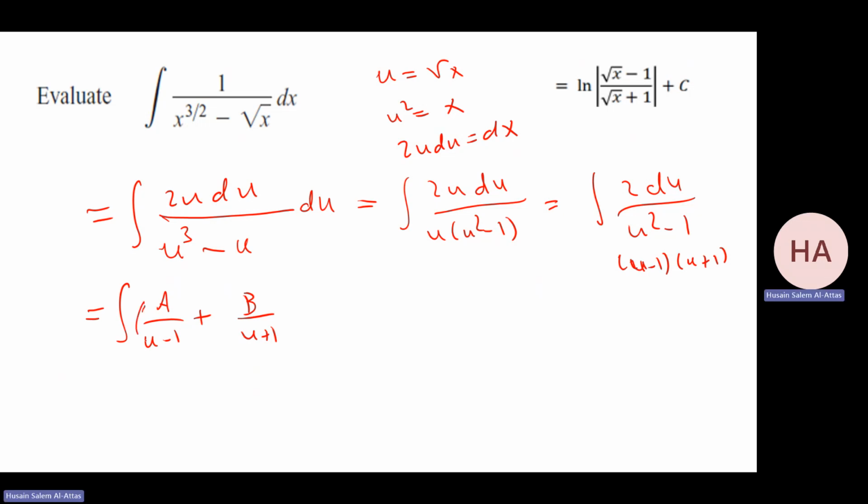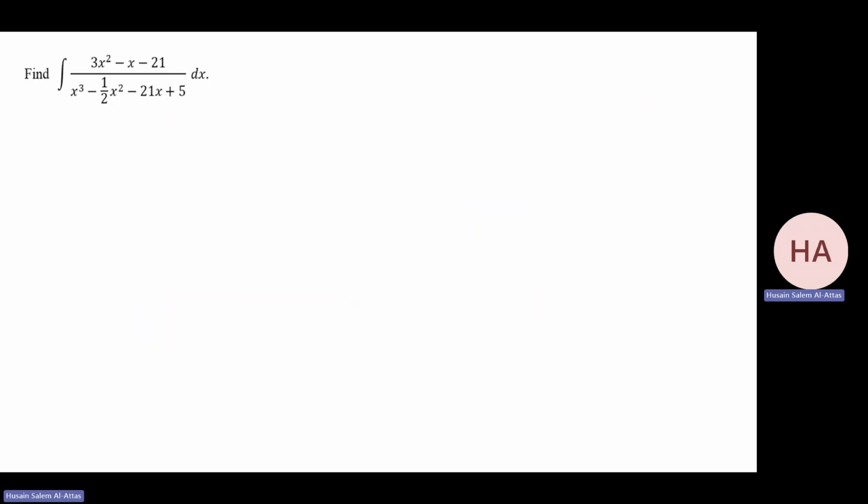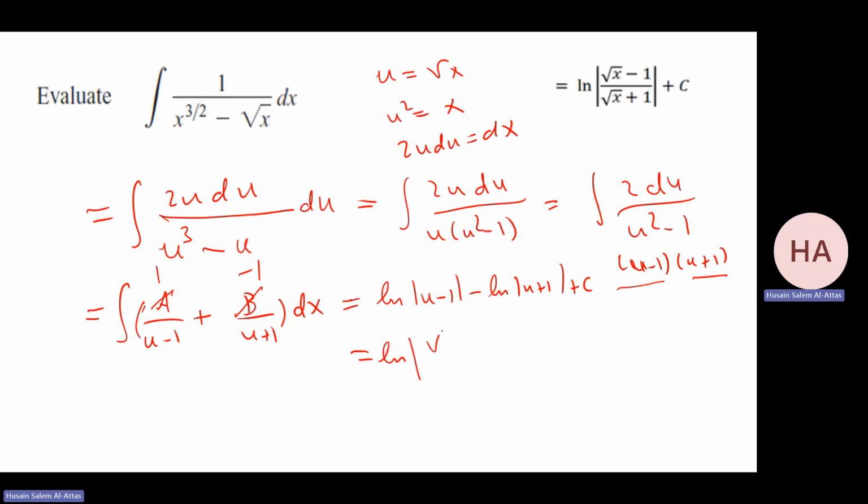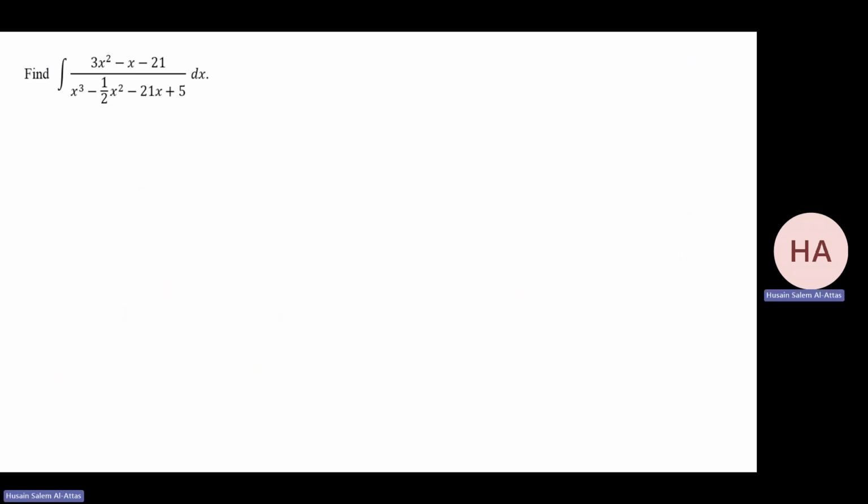Okay, so I need the cover method. Cover this, substitute 1. You have this is 1. Cover this, substitute -1. That will get -1. So you have ln of u minus 1 minus ln of u plus 1 plus c. That gives me ln, let me see the way I wrote the solution, of the square root of x minus 1 over square root of x plus 1 plus c, which is this one.